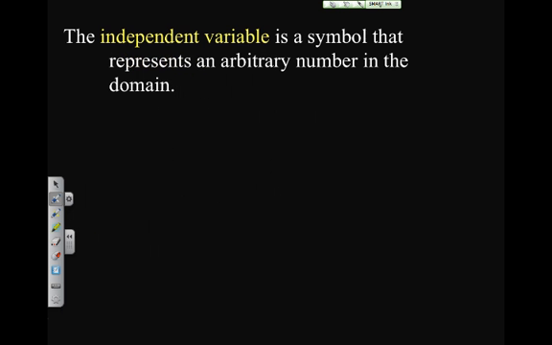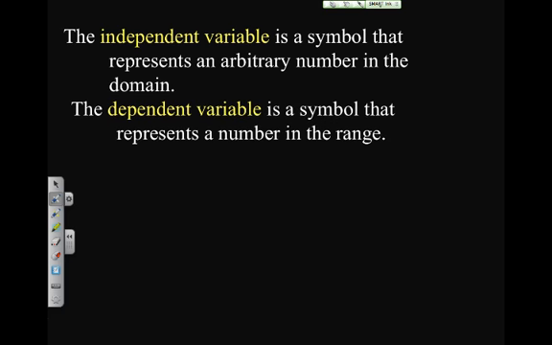The independent variable is the symbol that represents an arbitrary number in the domain, and again, typically we use x for that. x is the independent variable because we get to choose any x value that we want to plug into the function. The dependent variable is a symbol that represents a number in the range. And again, as we've talked about, that's going to be f of x.